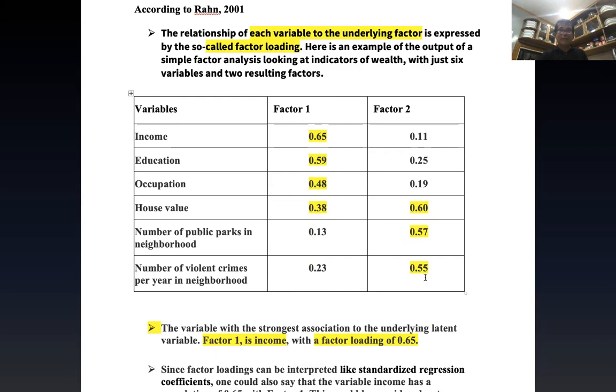If you notice, the highlighted ones are actually those having acceptable values. Some would say at least 0.4, some would say at least 0.3, depending on the authority that you're actually citing. So 0.13 and 0.23 are not being considered. 0.11 and 0.25 are also not being considered.